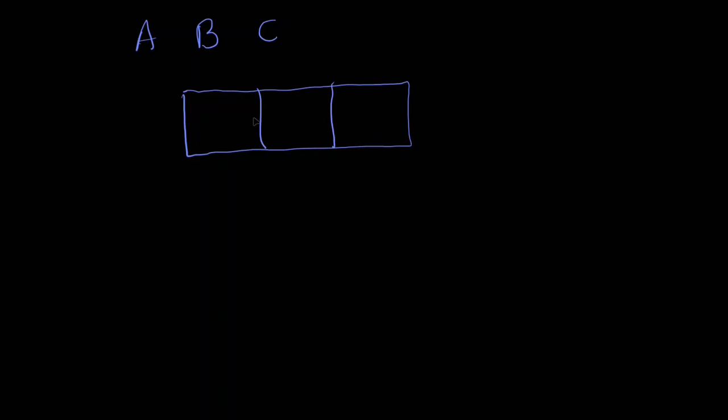Let's consider an example of three persons, A, B, and C, and we are trying to count the number of ways we can line them up. So we have three spots: the first spot, second spot, and the third spot. One way we can line them up is B stands first, then A, then C, or C stands first, then A, then B. We have to count the number of ways we can line them up.